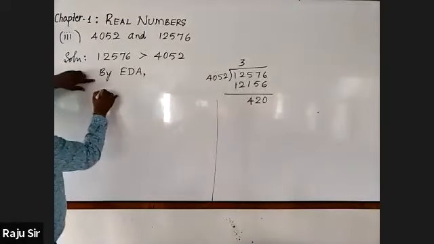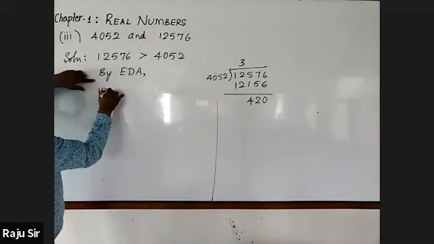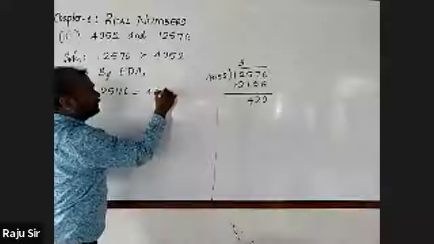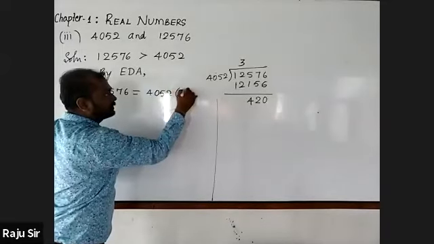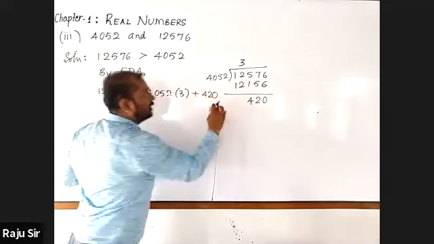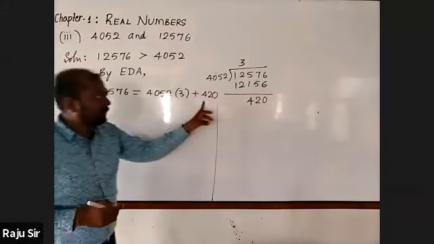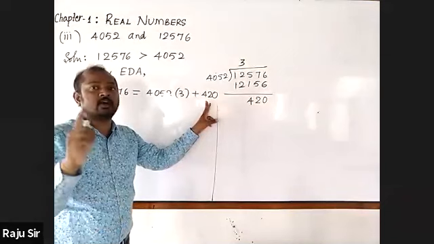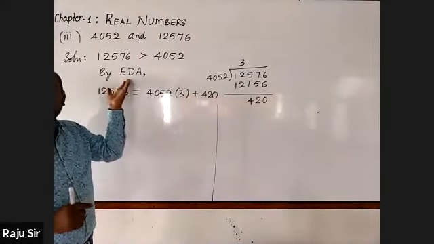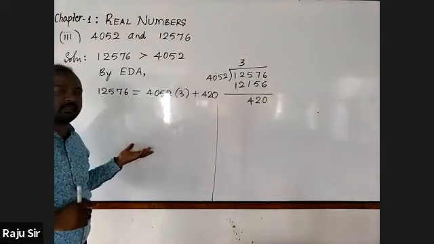Okay. Now let us write 12,576 can be written as 4,052 into 3 plus 420. Now observe the remainder. Remainder 420 is not equal to 0. Hence, this Euclid's division algorithm should be continued.